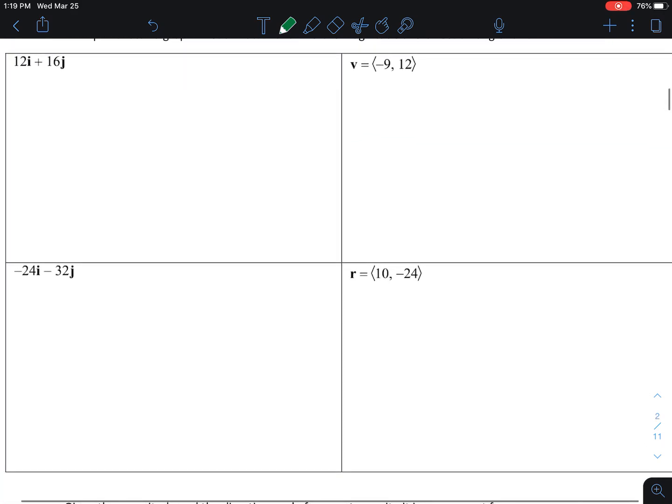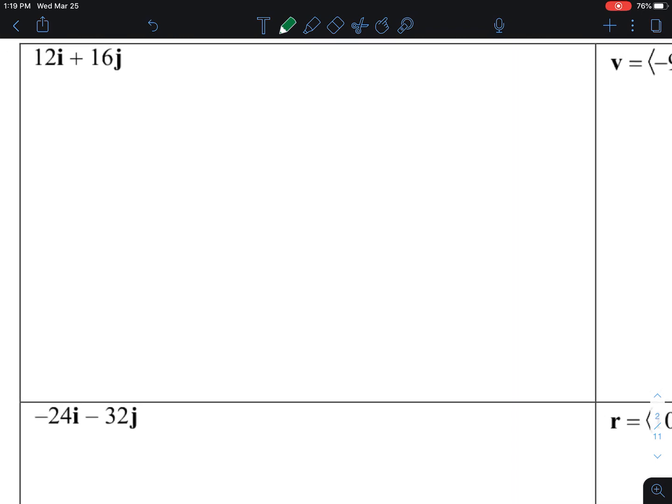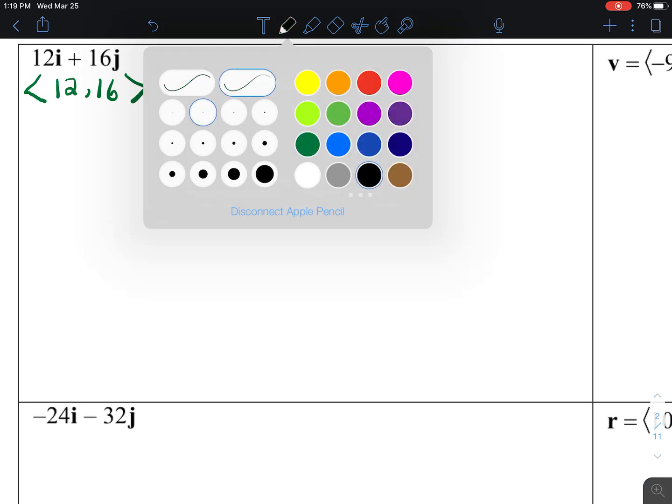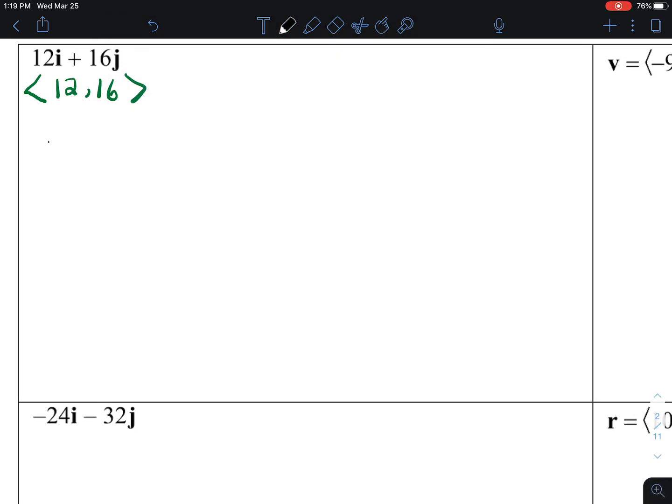So what I have here are 4 examples of how to find magnitude and direction angle for vectors that point in different quadrants. We'll look at the very first one on the top right. Let's say I have the vector 12i plus 16j. Really, that is the vector 12 by 16. Graphically, I know this points in quadrant 1.